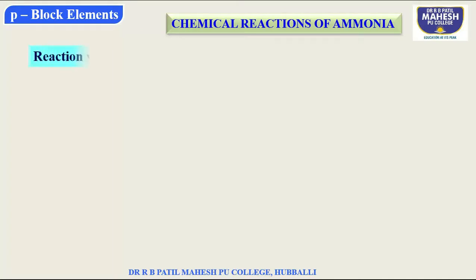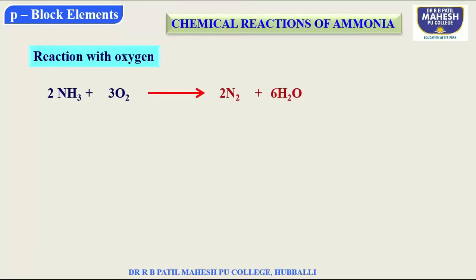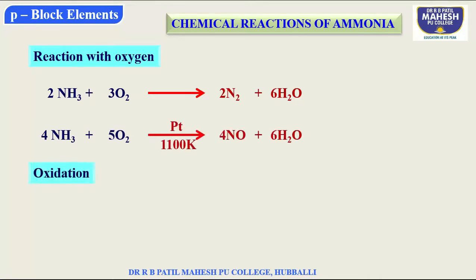Let us begin this lecture with chemical reactions of ammonia. Ammonia reacts with oxygen and forms dinitrogen and water as the product. When ammonia reacts with excess of oxygen, it is going to form oxide of nitrogen, that is nitrogen monoxide, and water. This reaction is carried out in the presence of platinum as a catalyst and a high temperature of 1100 Kelvin.